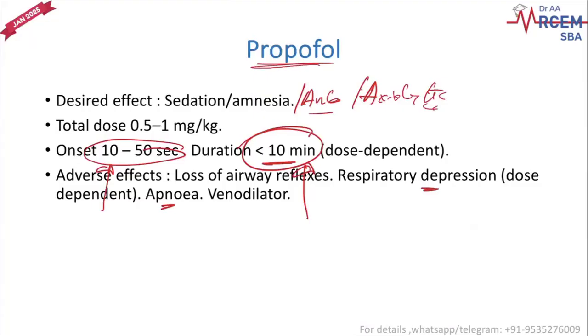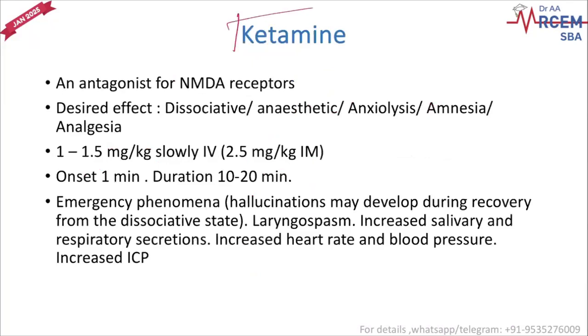The side effects, obviously, are respiratory depression, and it has a venodilatory effect. That is nothing but it can cause low blood pressure. The preferred one nowadays used in the ED is ketamine. Ketamine, we already know, is an antagonist of the NMDA receptor. It has all the four properties we talked about. It has amnesia, anxiolytic effect, analgesic effect. It has all the good characteristics we are looking for in a drug to perform procedural sedation.